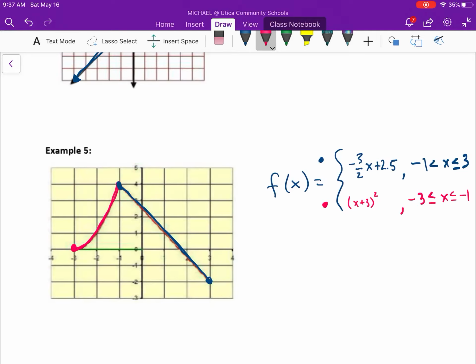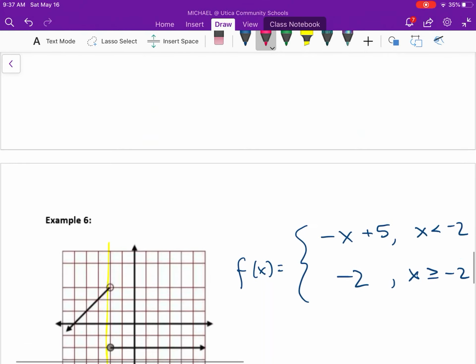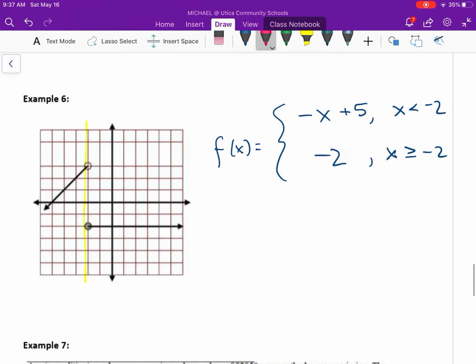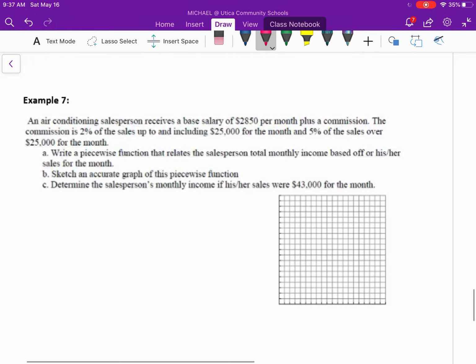All right, pause your video here. Go ahead and try example 6. All right, in example 6, we have two linear functions that are broken up at -2. And then we have a -x plus 5 and a -2 function. All right, finally, an application problem in example 7.